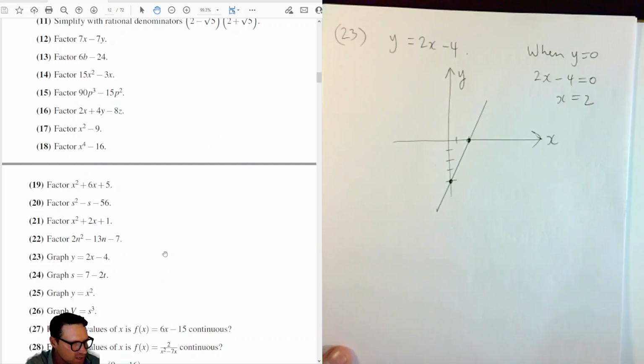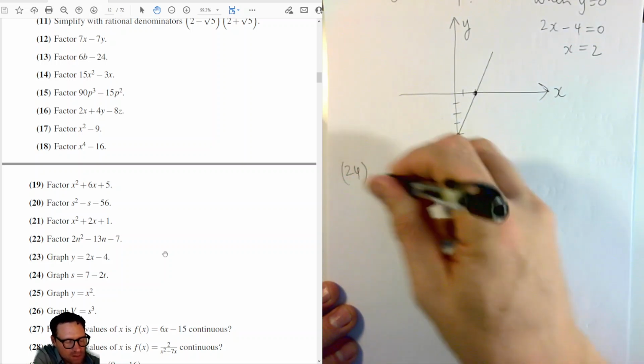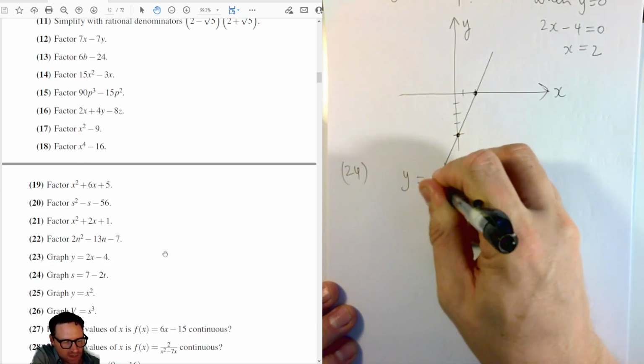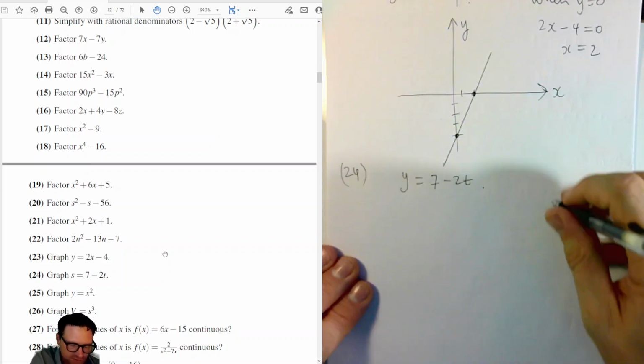All right, where are we? Question 24. Graph y equals 7 minus 2t. So we've got a slope of minus 2.